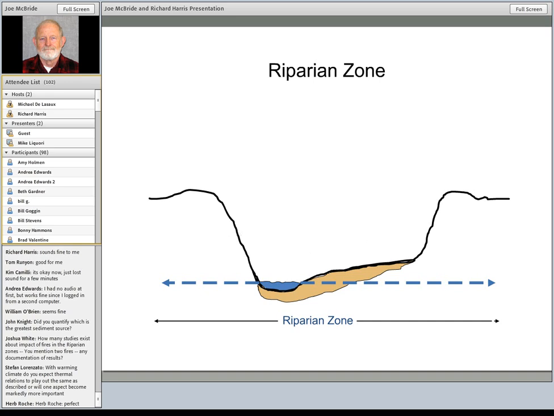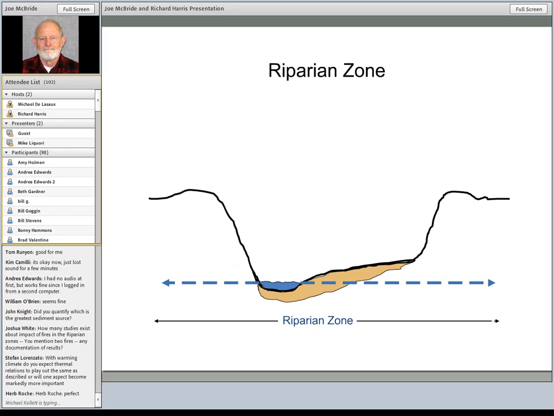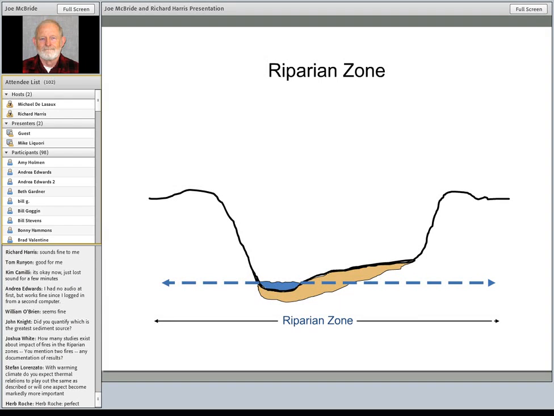The diagram that you see on your screen now is to just illustrate what we're talking about here in terms of this riparian zone. It's the zone adjacent to the stream bed in which water is close to the surface within the stream channel, but because of the water moving in the stream, it may extend out some distance beyond the actual edge of the channel itself.